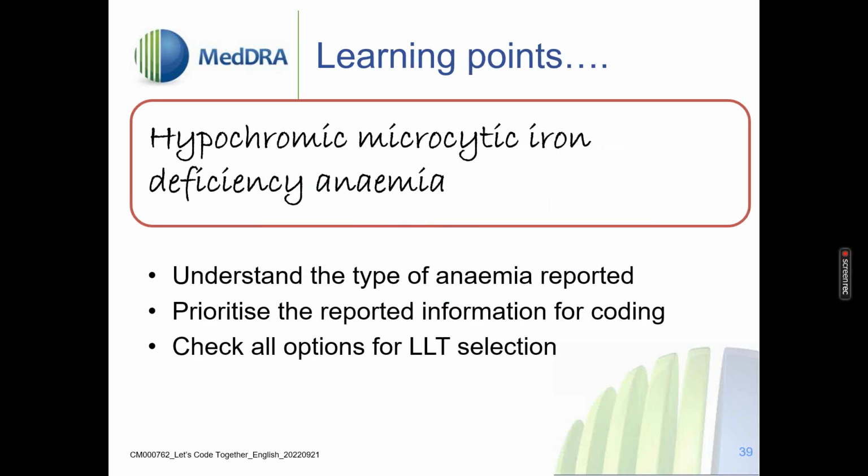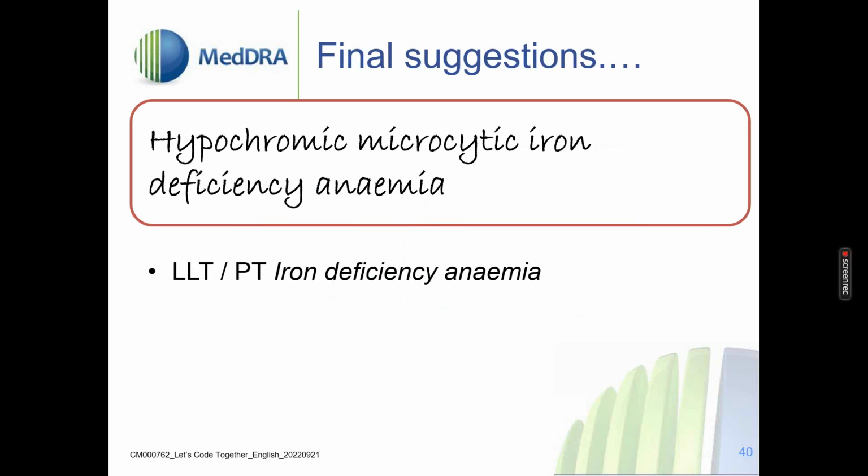So my learning points: I would look to understand with medical references the type of anemia that has been reported, and whether there is a relationship between the components that have been reported here. Prioritize the reported information for coding and check all the options. So look at all the options of the parts you've got in your reported term. So my final suggestion would be iron deficiency anemia.